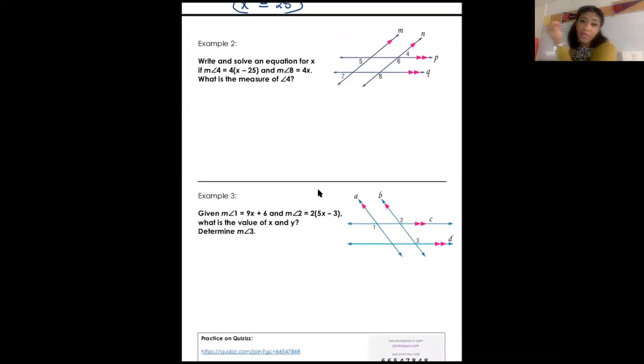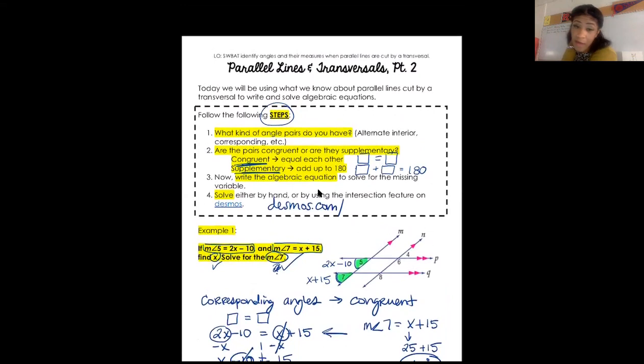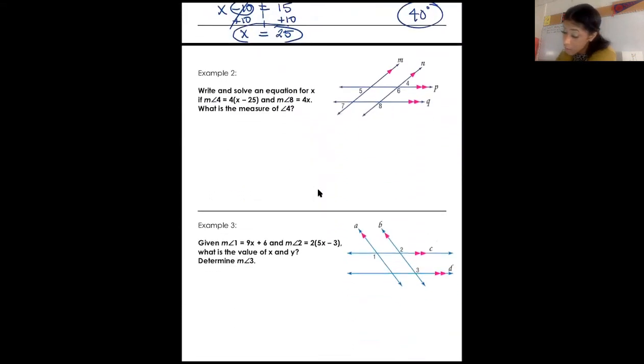Write and solve an equation for x if the measure of angle 4 is 4 parentheses x minus 25 close parentheses and the measure of angle 8 equals 4x. What is the measure of angle 4? Okay. Again, step 1. What kind of angle pairs do you have? To know that, we have to label the picture, okay?